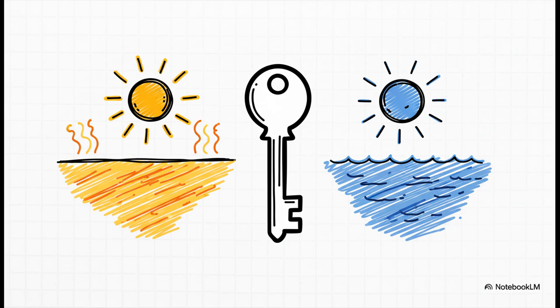And that force is simply uneven heating. That's it. This one idea is the master key that unlocks our understanding of all the local winds we're going to cover today. Once you really get this, I promise, everything else just clicks into place.